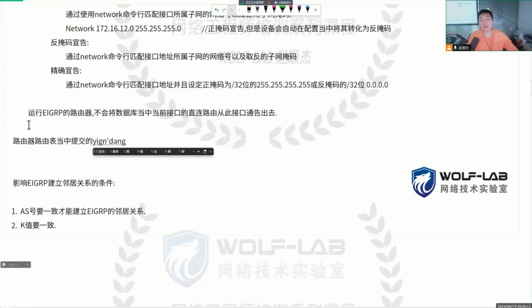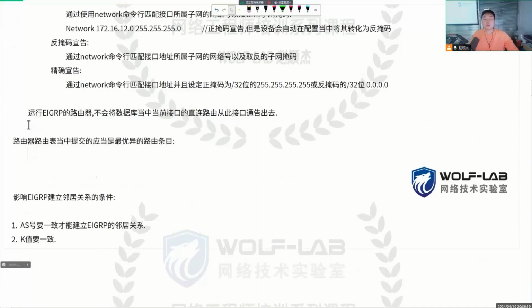In the routing table, what should be exchanged is the most optimal routing entry in the router. Only the most optimal routing entries will be stored. How do we judge the quality of a routing entry? When the same prefix appears, when different routing entries with the same mask appear, then we will compare the administrative distance and the metric value of the routing entry.